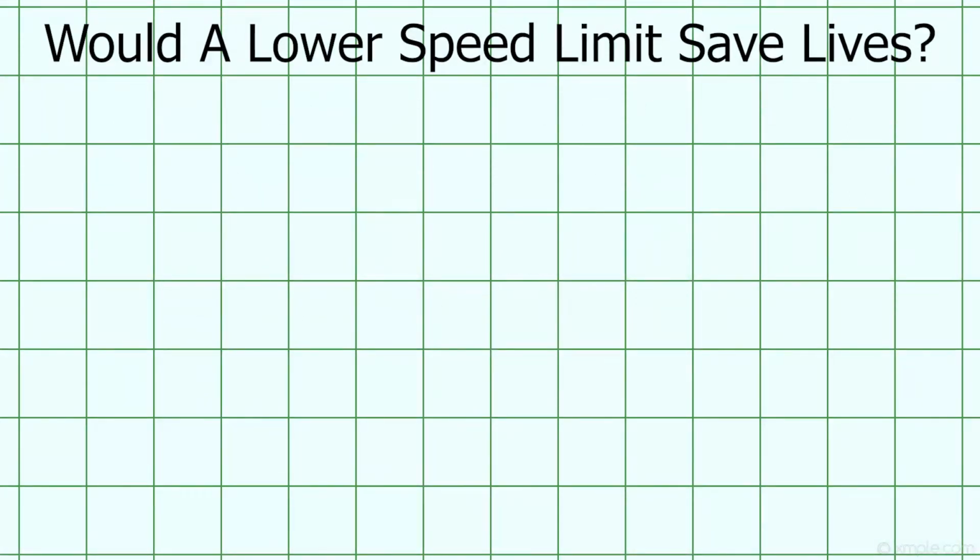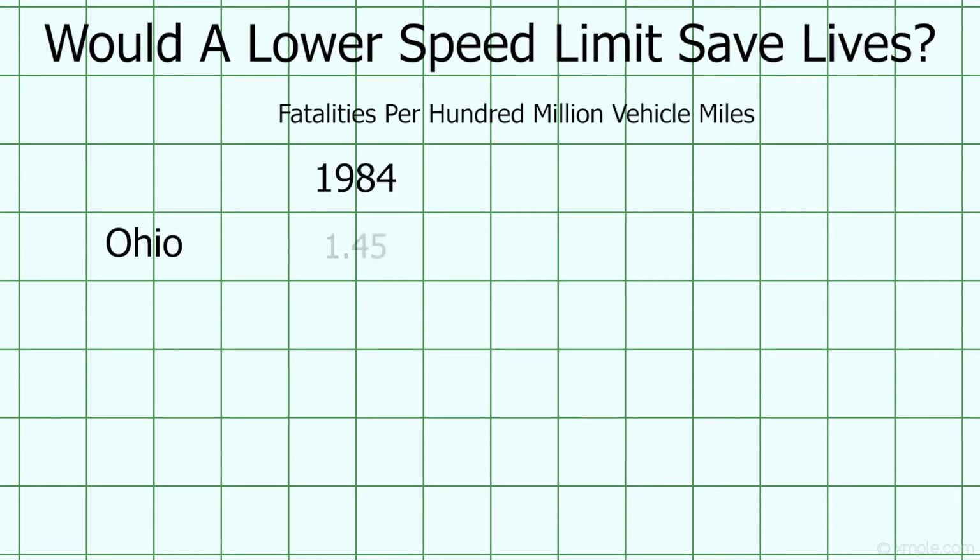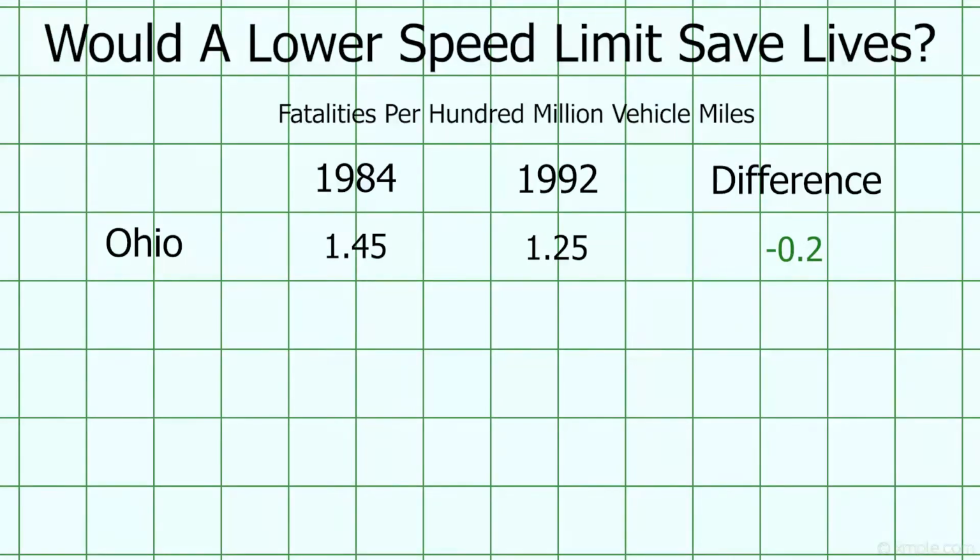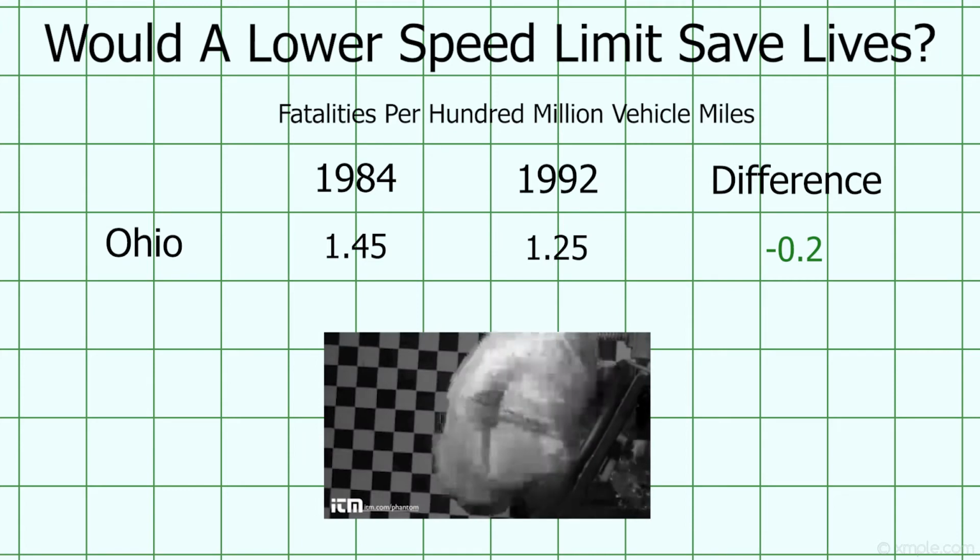If we track down some data, we can see that the fatality rate per 100 million vehicle miles traveled in Ohio was 1.45 in 1984, when the speed limit was 55 miles per hour, and 1.25 in 1992, when the speed limit was 65 miles per hour. Does this mean that the increased speed limit caused a 0.2 decrease in the fatality rate? Of course not. Lots of things changed between 1984 and 1992 besides the speed limit. For example, new airbag technologies were introduced that made cars safer.